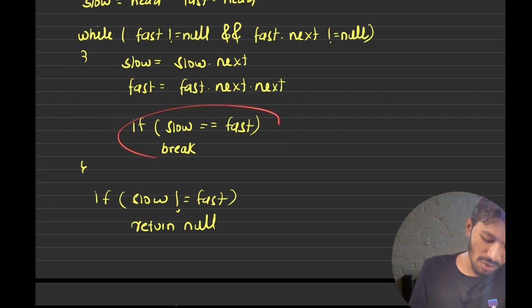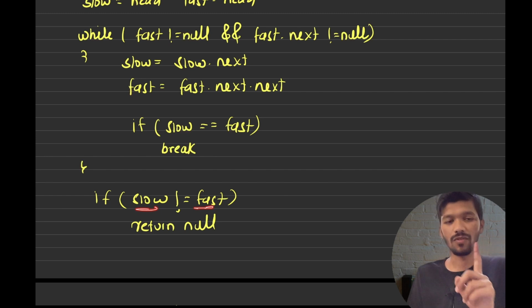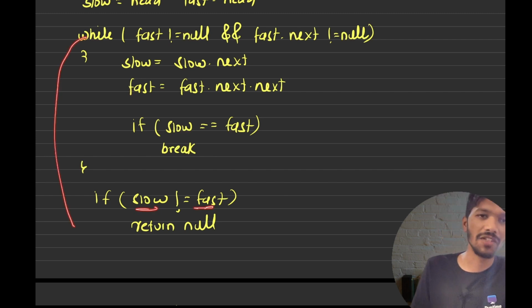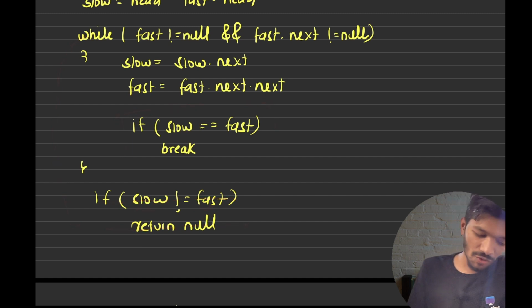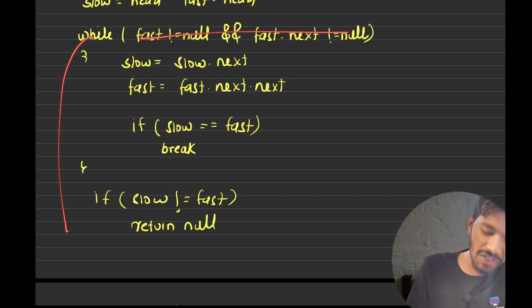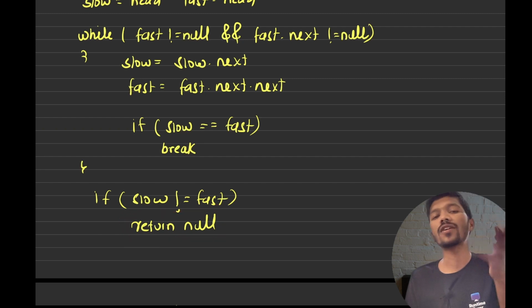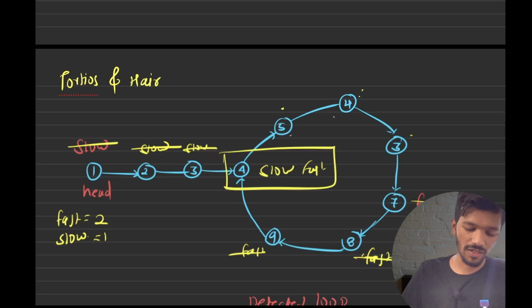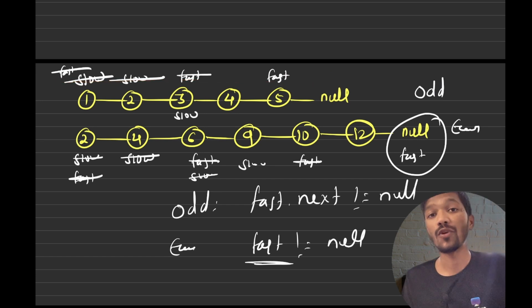If I am coming out of this because the condition has become false, then slow and fast will not be equal, and the equality check will never be true. So if I am coming out of this loop because the condition has become false and the slow and the fast are not pointing to the same location, I will simply return null because it does not contain a loop. If you observe carefully, here the slow and the fast pointers are not pointing at the same point at all.